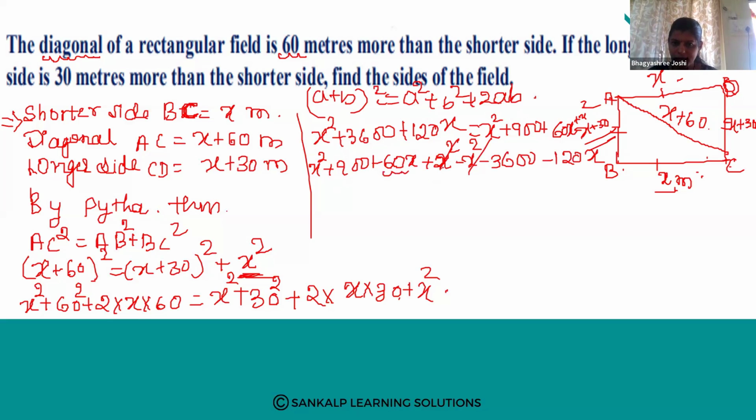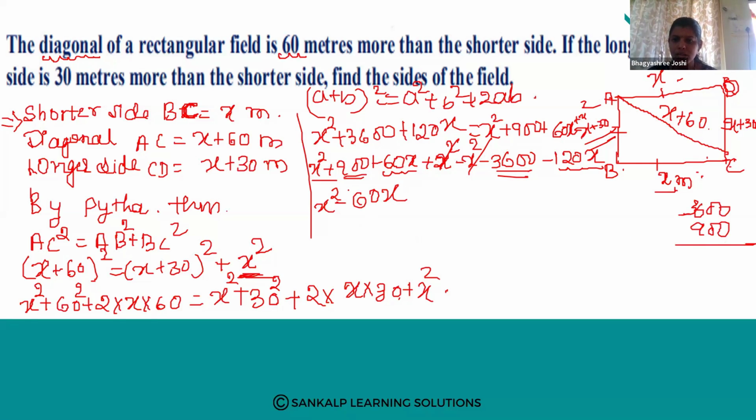Okay. So here x square is there, and this is a constant term. Here minus 120x is there, here plus 60x is there. That means minus 120 plus 60 is minus 60x. So this is minus 3,600. This is plus 900. So minus 3,600 plus 900. What you will get?